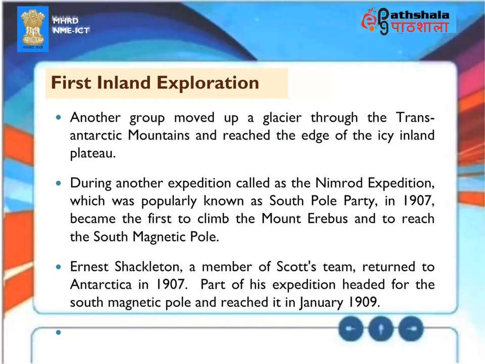During another expedition called the Nimrod Expedition, popularly known as the South Pole Party, in 1907, members became the first to climb Mount Erebus and to reach the South Magnetic Pole. Ernest Shackleton, a member of Scott's team, returned to Antarctica in 1907. Part of his expedition headed for the South Magnetic Pole and reached it in January 1909.